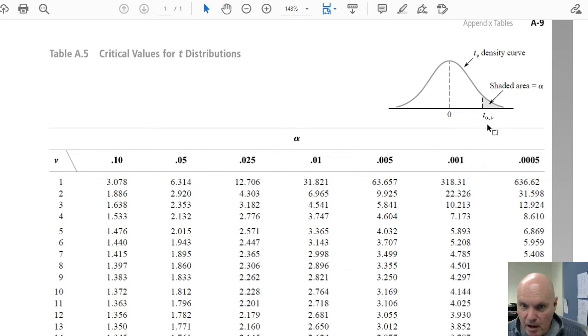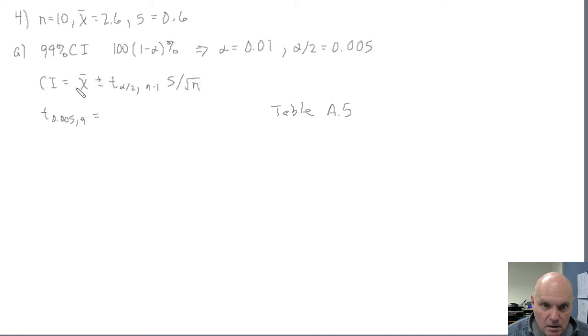Notice these are t alpha values, and our value of alpha, it's really alpha over 2, is 0.005. So this is the 3.250 value that we're interested in. So switch back. So this is 3.250 from our table. And so that was the only unknown in this equation.